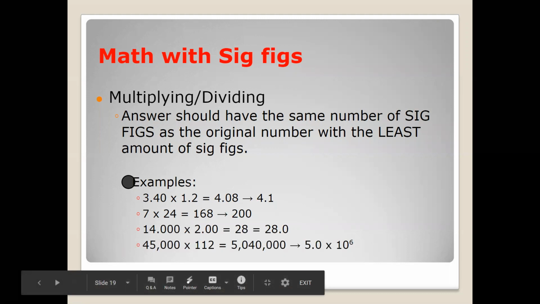Here's a couple more examples if you wanted to look at them, and this one even converts your 5,040,000 into a properly rounded answer in scientific notation. So try to do some practice with these. Try to look at these problems and understand how they got there. I will be going over this in class, so worry not.